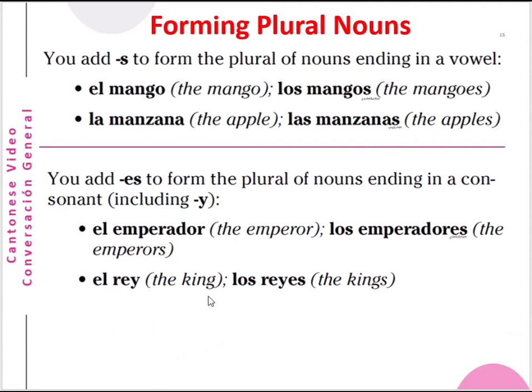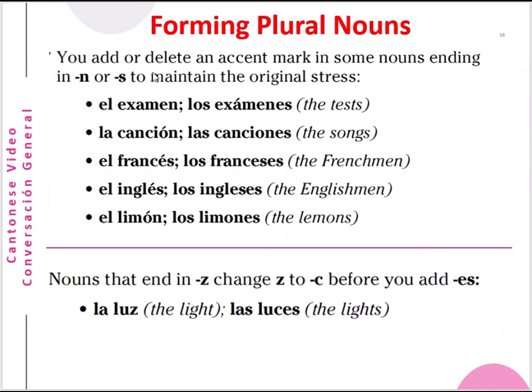El rey, the king. Los reyes, the kings. You add ES, and also you change the sound. And also you add or delete an accent mark in some nouns ending in N or S to maintain the original stress. For example, el examen. The stress is in the A. So you change it to plural, you add ES, but the stress has to be in here, so you add an accent on top of the A. Los exámenes, the tests.